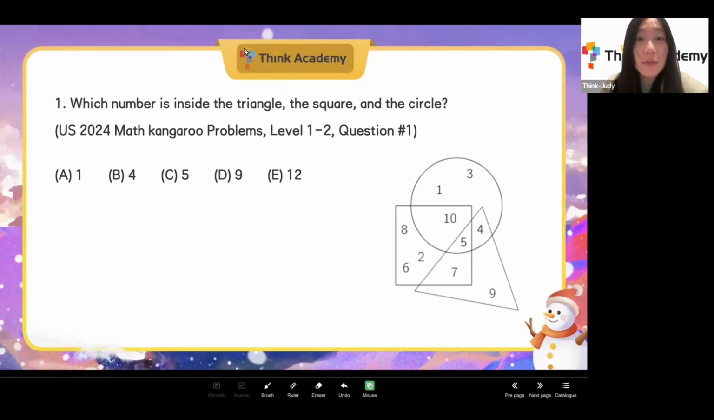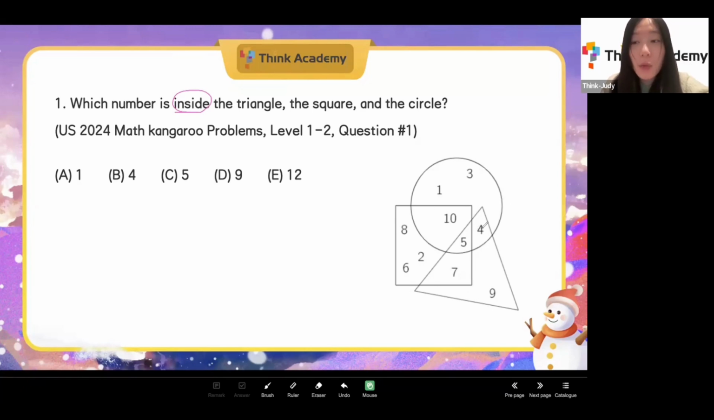We're gonna highlight the important number, which will be inside. So is it only inside the triangle? Only the square? No, it's inside what? All of the three, right? So which means we're gonna find a number that appears in not only the triangle, but also the square and the circle. What is that number?